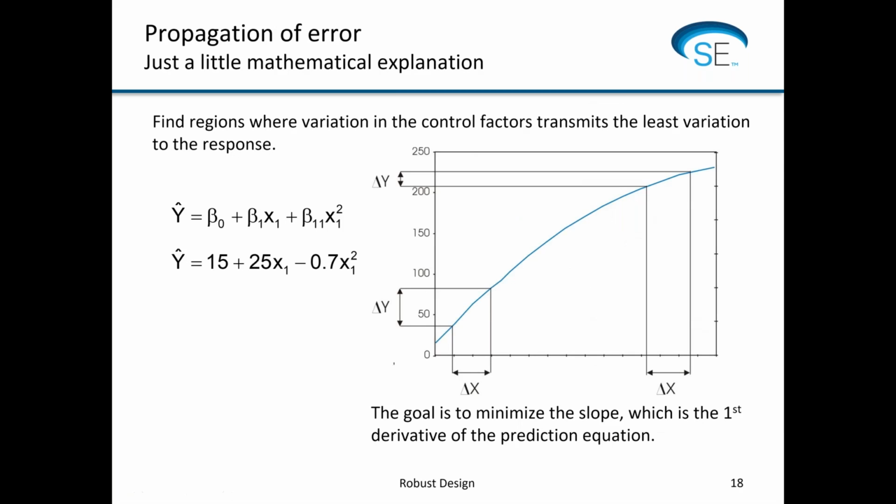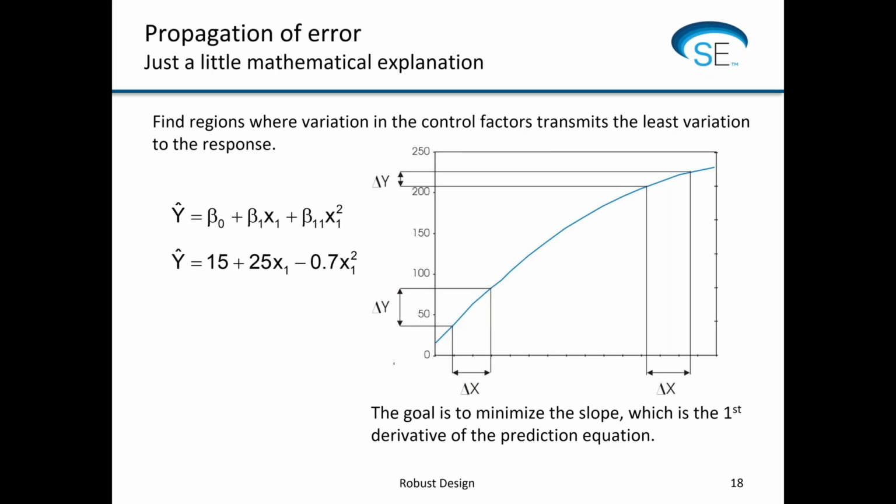Okay, so how can we do this? Finding regions where variation of the control factors transmits the least amount of variation. It's easy to look at a picture and say, okay, we want to be where the flats are. But how can we find those flats mathematically? Well, here's a curvilinear relationship.